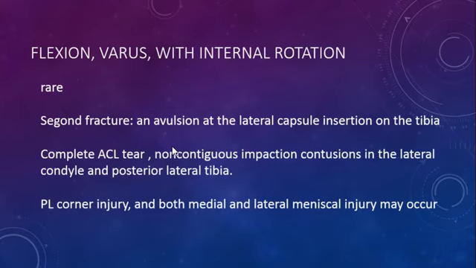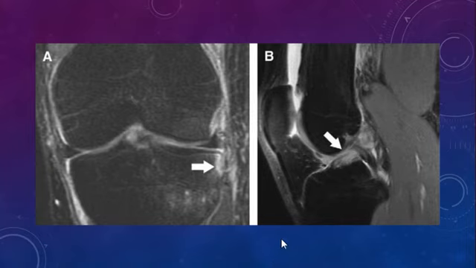insertion of the tibia. There will be a complete ACL tear, non-contiguous impaction contusions in the lateral condyle and posterolateral tibia. The posterolateral corner injury will be obvious, and both medial and lateral menisci also may be torn. So in both these mechanisms, the menisci can be torn. You can see here in this image that there is a Segond fracture here. The Segond fracture here, and there is an ACL tear.